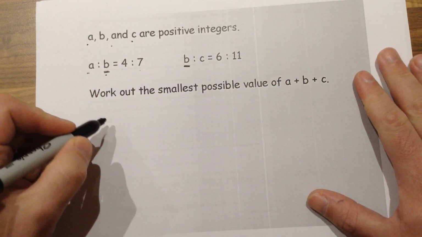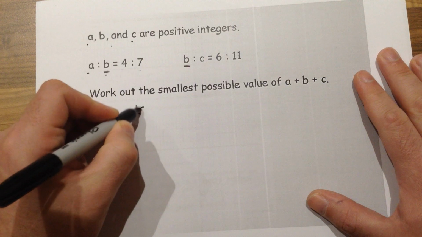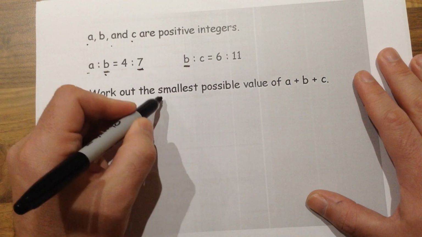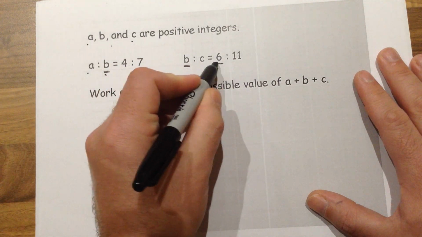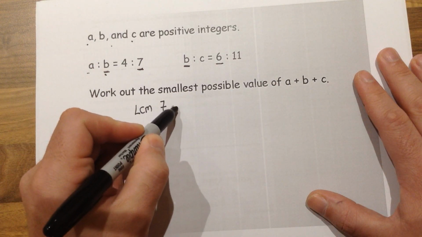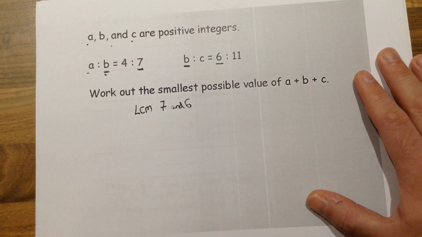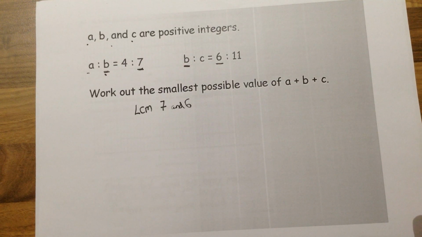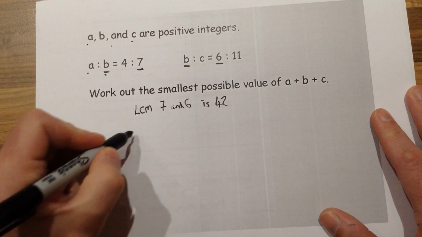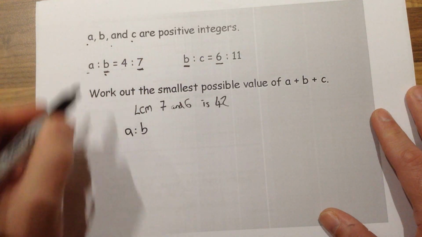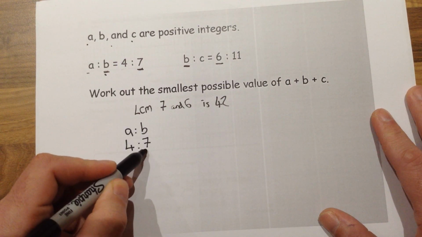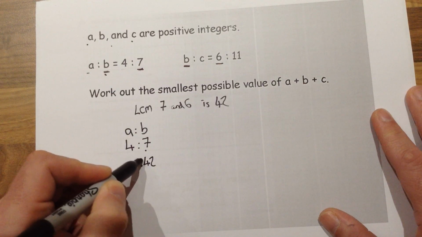So the first thing I would do is try and work out the lowest common multiple of 7, because that's the one that represents B here, and 6, because that's the value that represents B in this ratio. Well, the smallest number that's in both the 7 and the 6 times table is 42. So I'm going to rewrite this ratio on the left, and I need to make the 7 into 42.